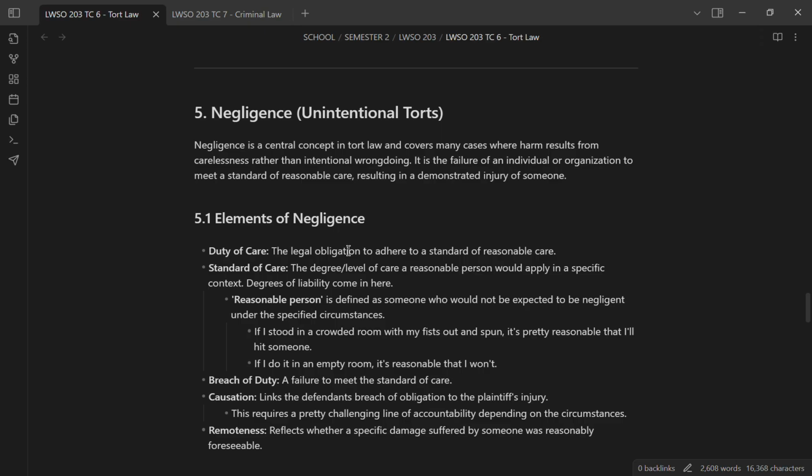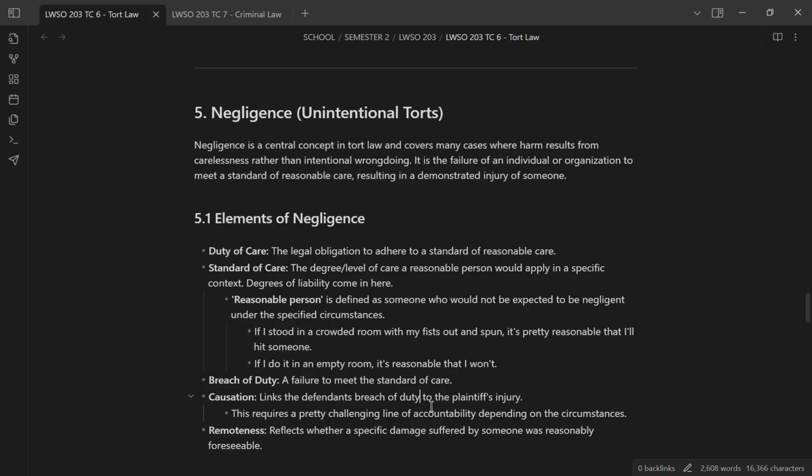We didn't talk about this, but breach of duty, just to define that, is a failure to meet your standard of care. Causation is part of negligence. It links the defendant's breach of duty to the plaintiff's injury. This requires a pretty challenging line of accountability depending on the circumstances, but it's definitely provable.